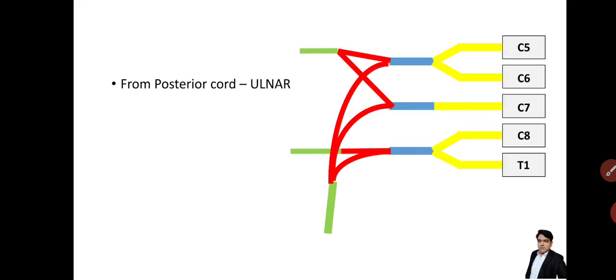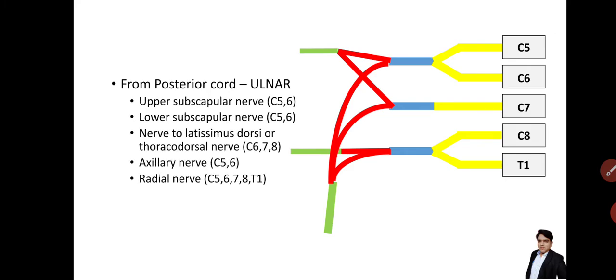Now the branches from the posterior cord, mnemonic is ULNAR. Upper subscapular nerve, root value C5, C6. Lower subscapular nerve, root value C5, C6. Nerve to latissimus dorsi or thoracodorsal nerve, root value C6, C7, C8. Axillary nerve, root value C5, C6. And the radial nerve C5, C6, C7, C8, T1. So these are the branches from the posterior cord.